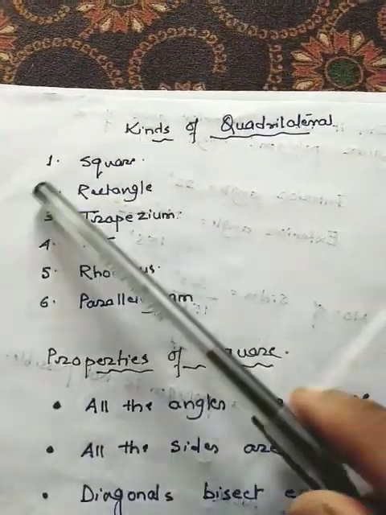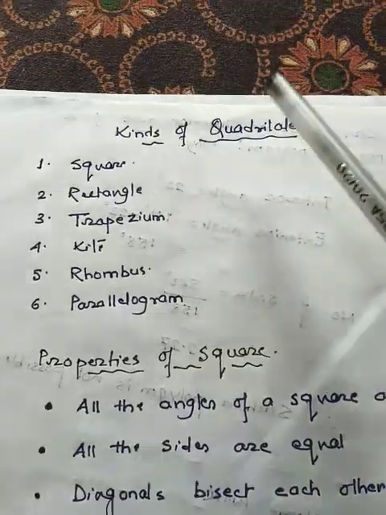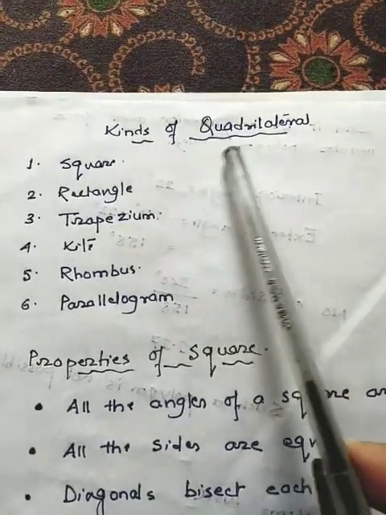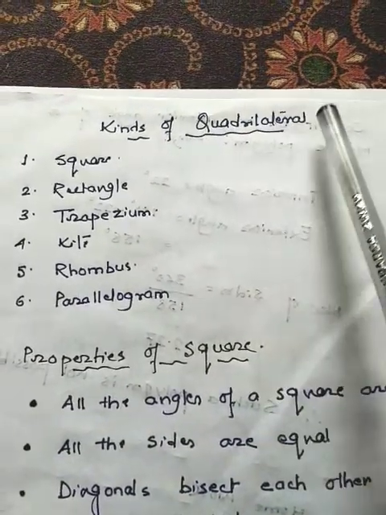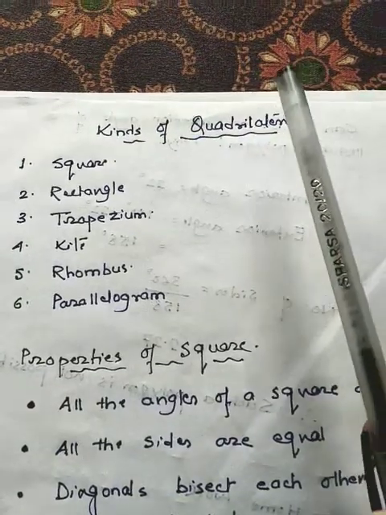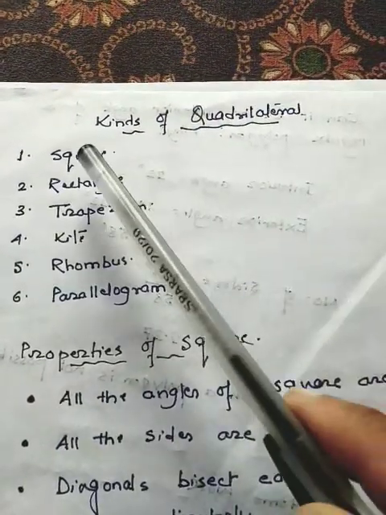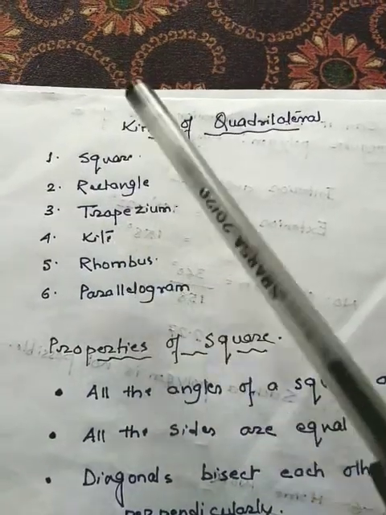Okay, now let's see how many types of quadrilaterals there are. There are altogether 6 quadrilaterals. I guess you remember the meaning of quadrilateral. Quad means 4 and lateral means sides. So a figure having 4 sides is called a quadrilateral. So all these figures have 4 sides.